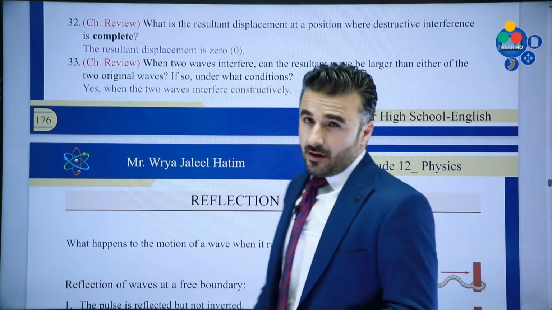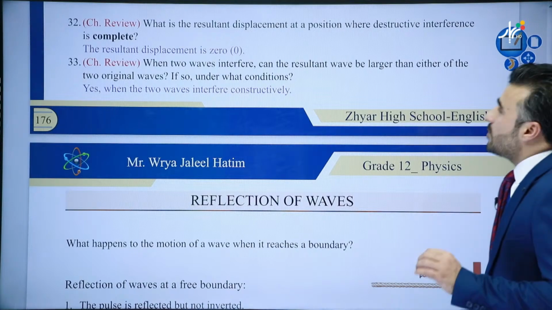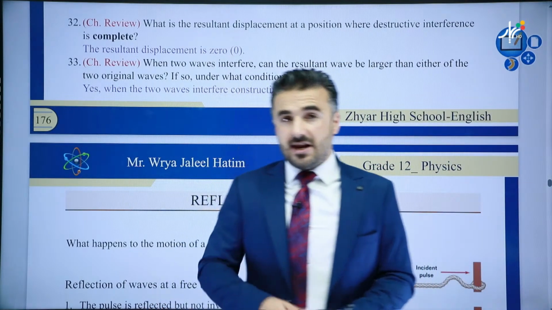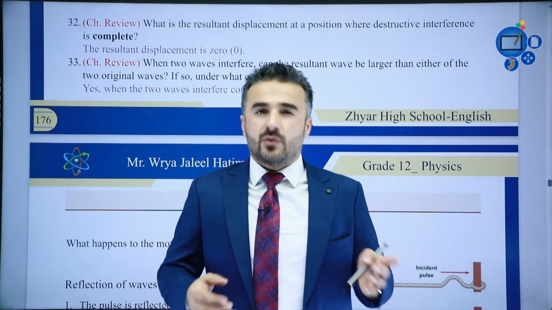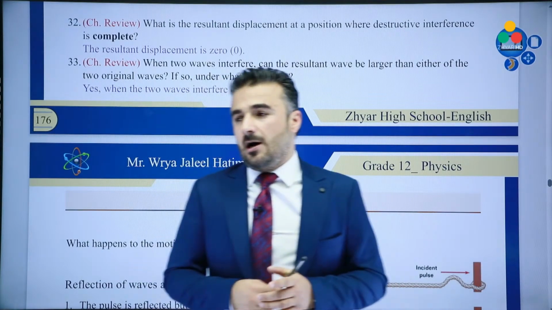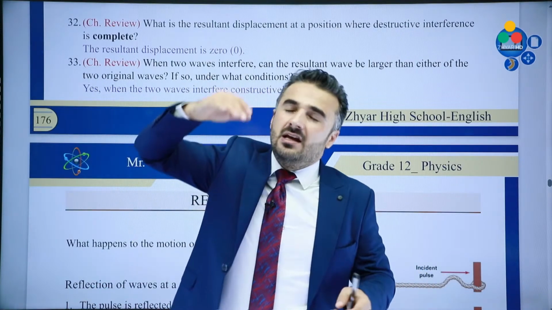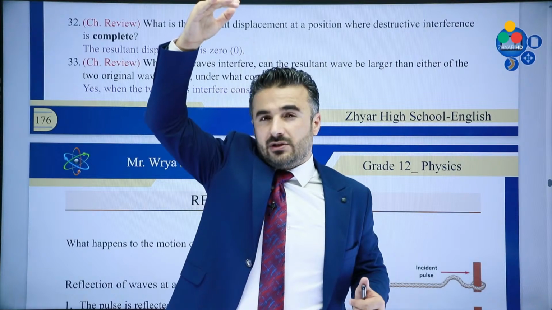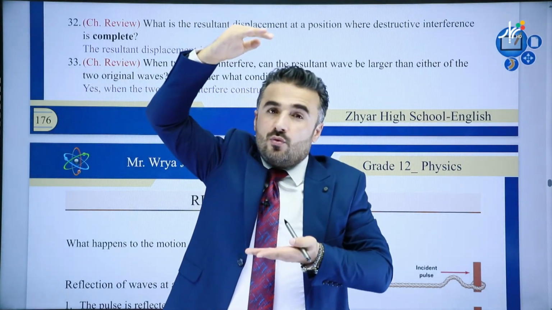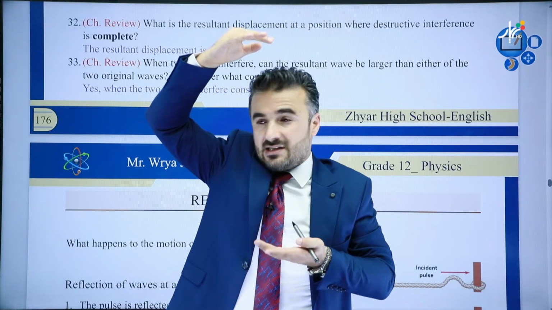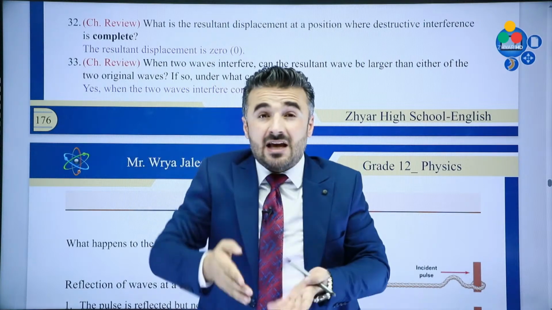All right, we have another question, question 32. It says, what is the resultant displacement at a position where destructive interference is complete? Now that is a very easy one. Remember, we have 2 waves. What is going to be the resultant of these 2 waves when the destructive interference is complete? If you have one displacement above the equilibrium and one below the equilibrium, they are moving in different directions, one is positive and one is negative, so they will completely cancel one another out.